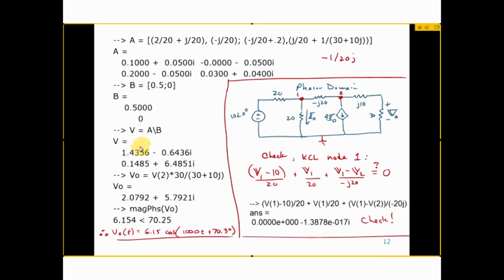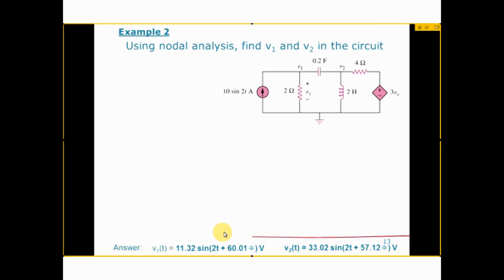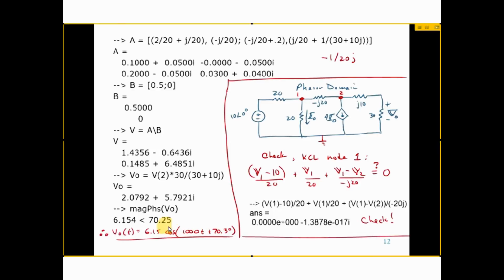But at this point, if you just want to take these numbers back to your paper with a calculator and continue that way, you can do that. But it's a lot easier just to finish it off. So that's the answer, because we found the polar form of VO. That means vo of t is 6.15 times the cosine of 1,000t plus 70.3 degrees.